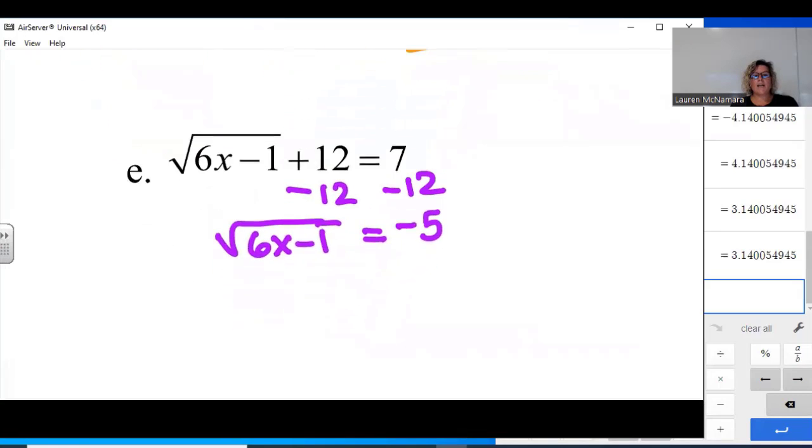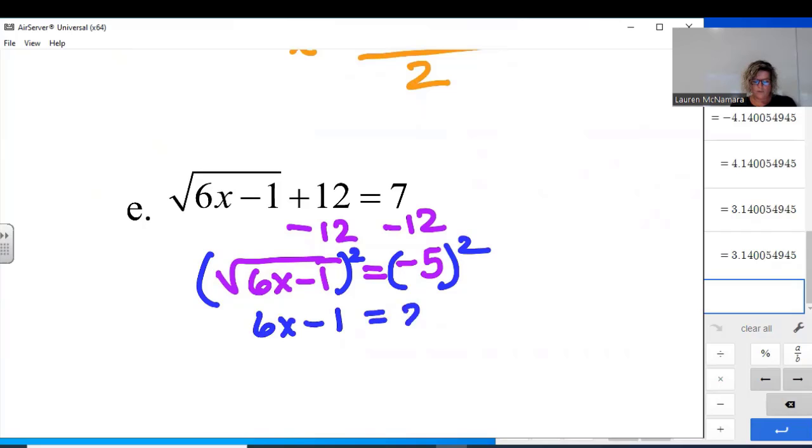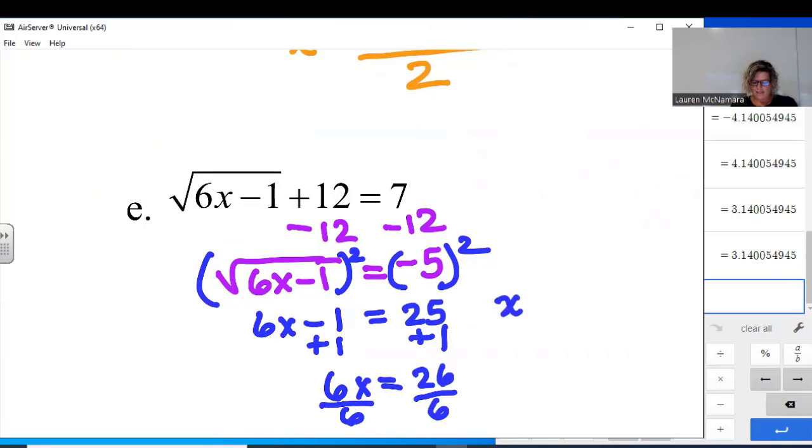Now I want to unsquare it. How can I unsquare it? Yeah, square both sides. Make sure you square both sides. Now I have 6x minus 1 is equal to 25. Solve. Add 1 to both sides. 6x equals 26. Divide both sides by 6. I get x is equal to 13 thirds. All right, so 13 thirds.